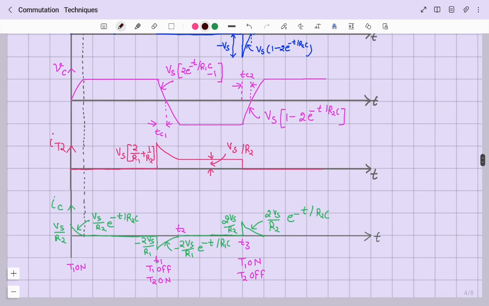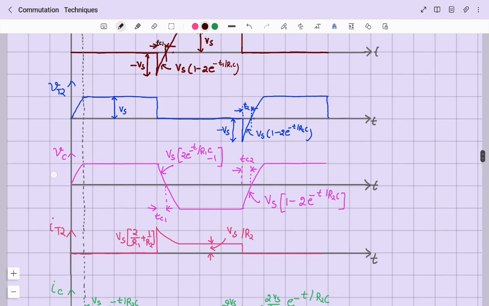The capacitor current IC, which you can notice, is such that at instant t1, thyristor T1 gets turned off and T2 gets turned on, and the capacitor current flows in the reverse direction with the expression 2 Vs by R1 e to the power minus t by R1C, and it is 0 at t2. So at t2, the capacitor voltage is charged up to minus Vs, and now there is no current through resistance R1 and capacitor C. The only current flowing through thyristor T2 is Vs by R2. The same process repeats itself.